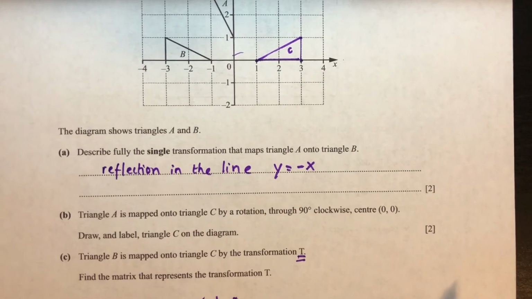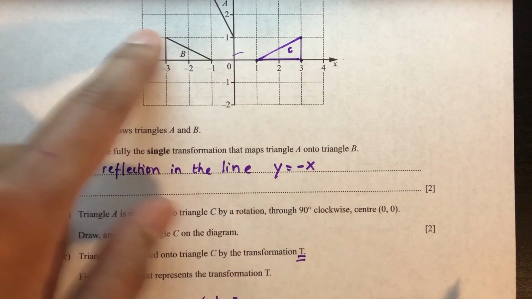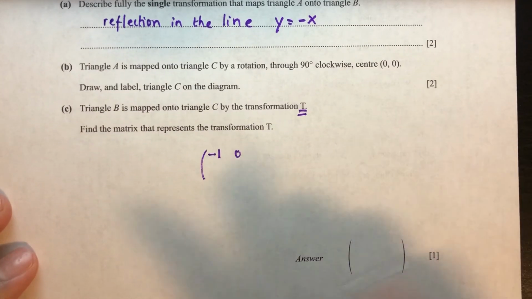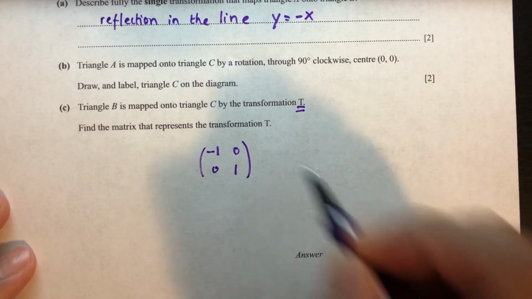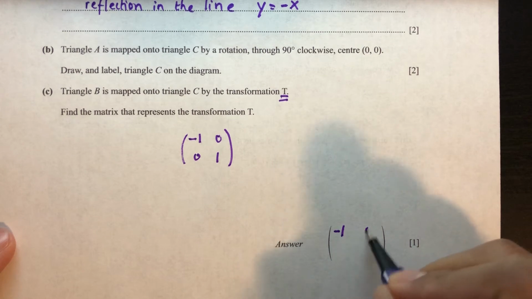Okay, how about the y coordinates? So the y is the same. So it is positive 1, stays positive 1. So the matrix will look like this. That will be the transformation matrix for T. Minus 1, 0, 0, 1.